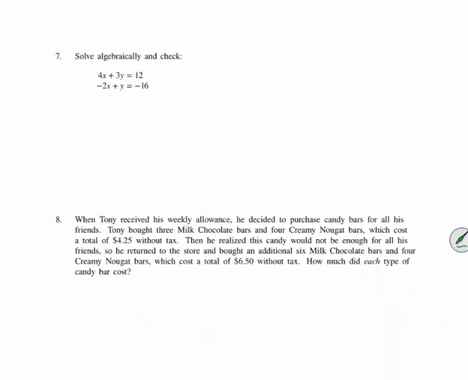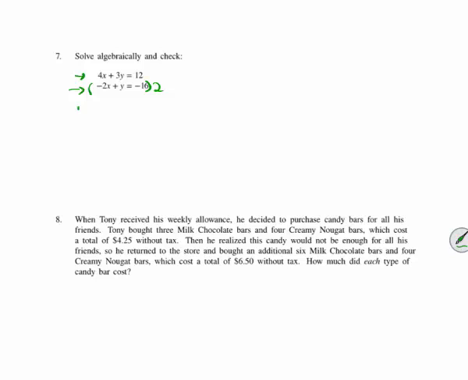Okay, next one. Solve algebraically and check, so I can either do substitution or I can do elimination. I'm going to choose to do elimination. I tend to do that one more than substitution. I see here that these are already opposite signs for your x's, so I have to get them to be the same number. So I'm going to take and multiply this bottom equation by 2.